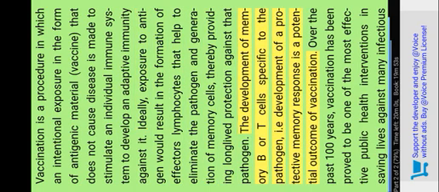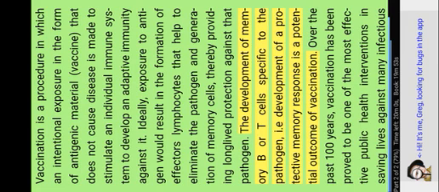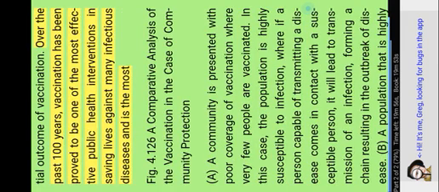The development of memory B or T cells specific to the pathogen, i.e., development of a protective memory response, is a potential outcome of vaccination. Over the past 100 years, vaccination has been proved to be one of the most effective public health interventions in saving lives against many infectious diseases.